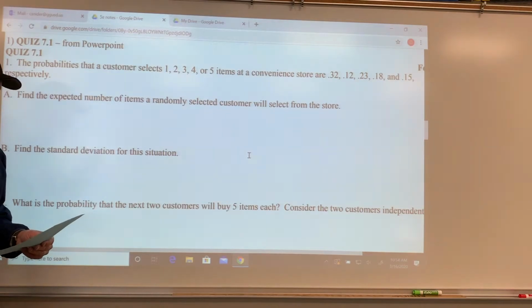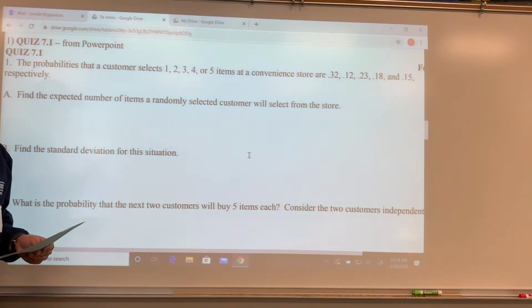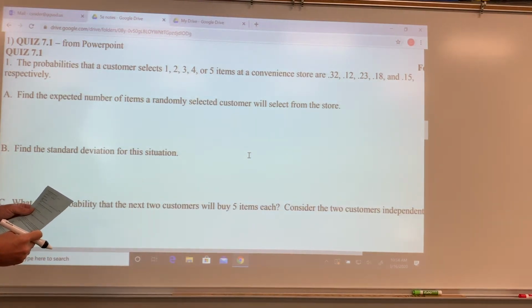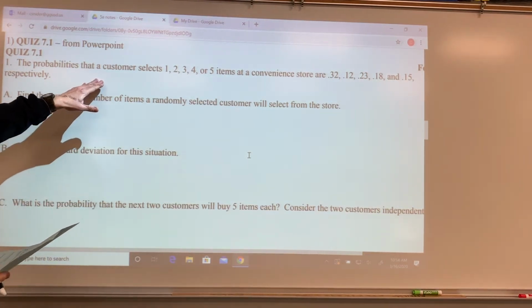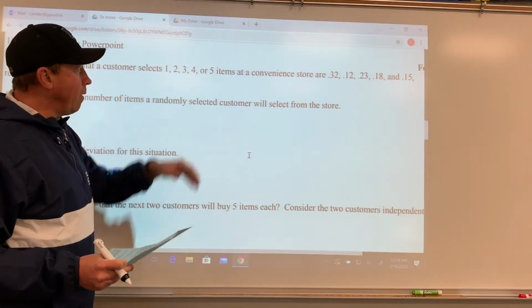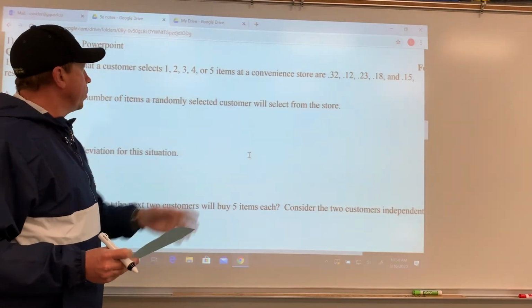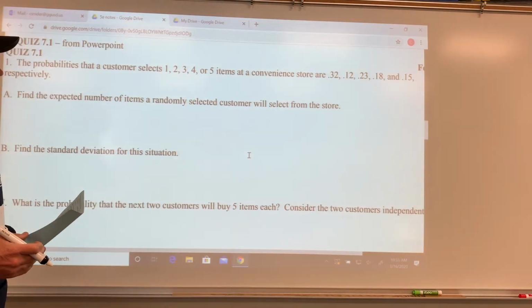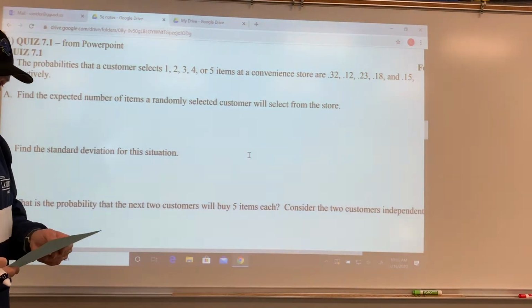Okay, this is day 6, quiz 1. This is one of the 2 samples that I'm going to give you from the first half of this lesson. Okay, so we're going to do this particular one together. The probabilities that a customer selects 1, 2, 3, or 4 items at a convenience store are those, respectively. Find the expected number of items that a randomly selected customer will select from the store.